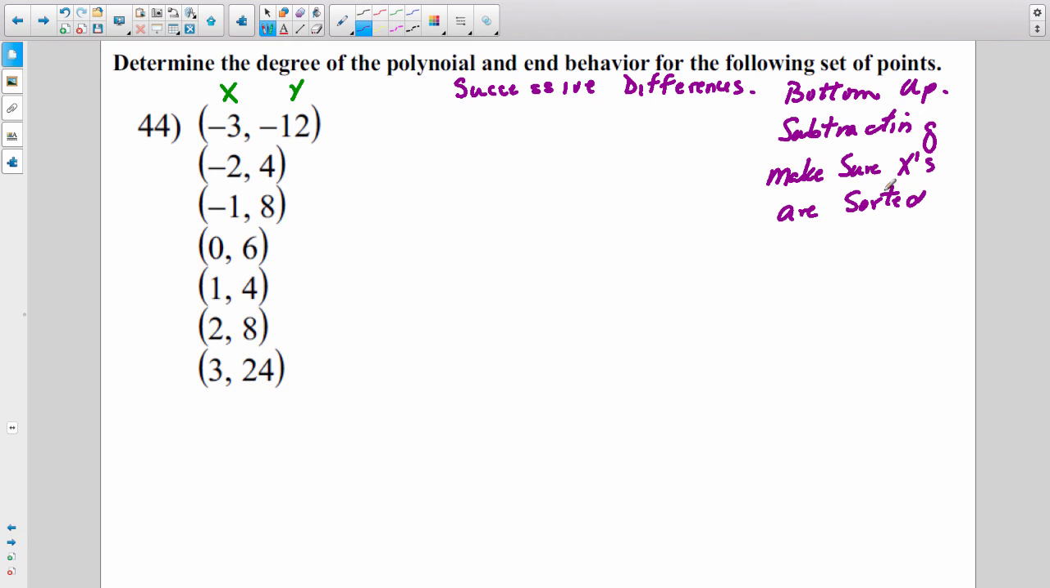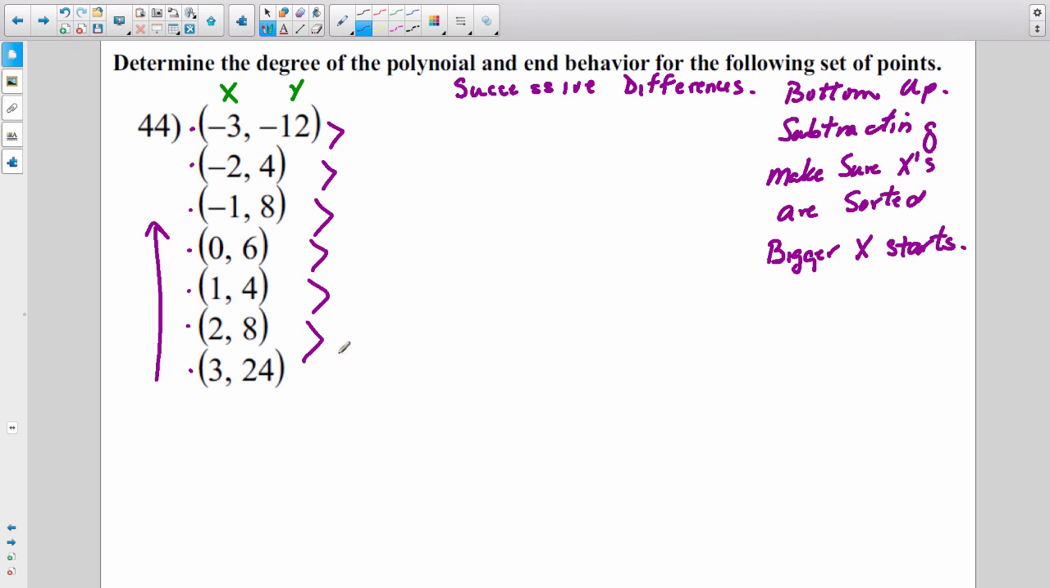So what do I mean by that? I've never seen it not that way, but just in case, these x values, -3, -2, -1, 0, 1, 2, 3, have to be sorted so that you're starting with the bigger numbers first. So the bigger x is your starting point. The bigger x starts. And then we just work our way up, subtracting the y values. And check this out. It's like really, really cool. Let's see what the differences are for our y values, bottom to top.